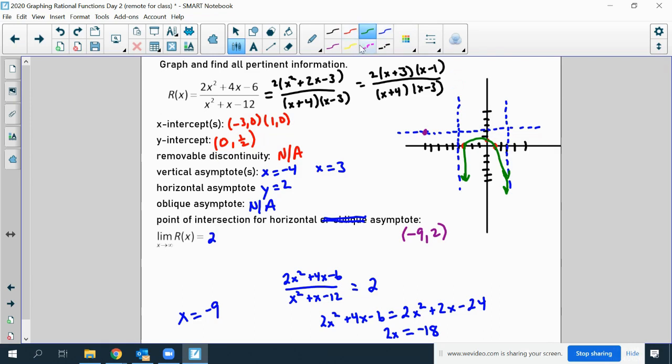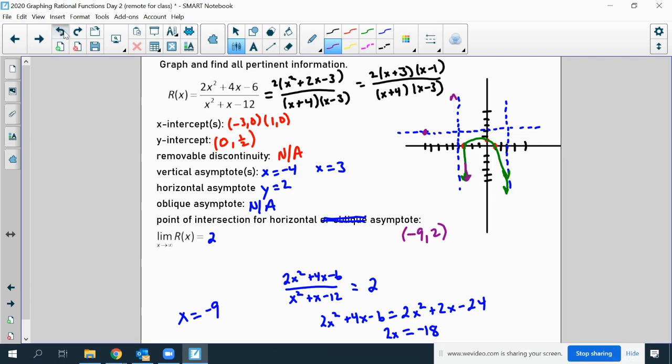Then I know that because these denominator factors are not squared, that since this one goes down at this asymptote, this one has to be coming from above. Likewise over here, since this one goes down, this one has to be coming from the top.